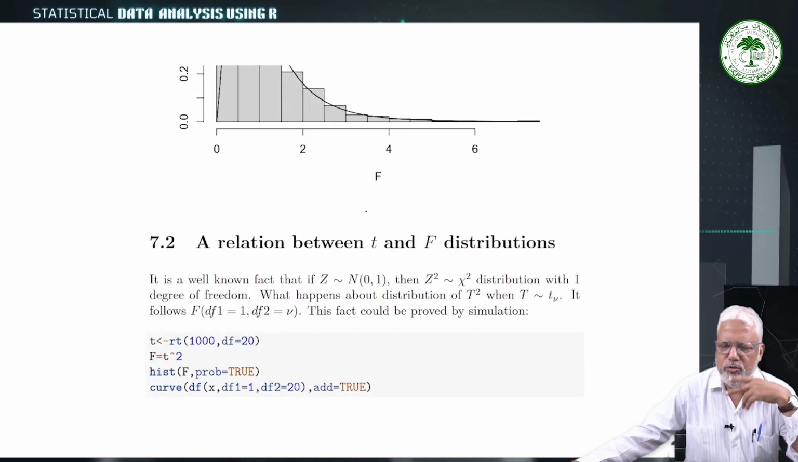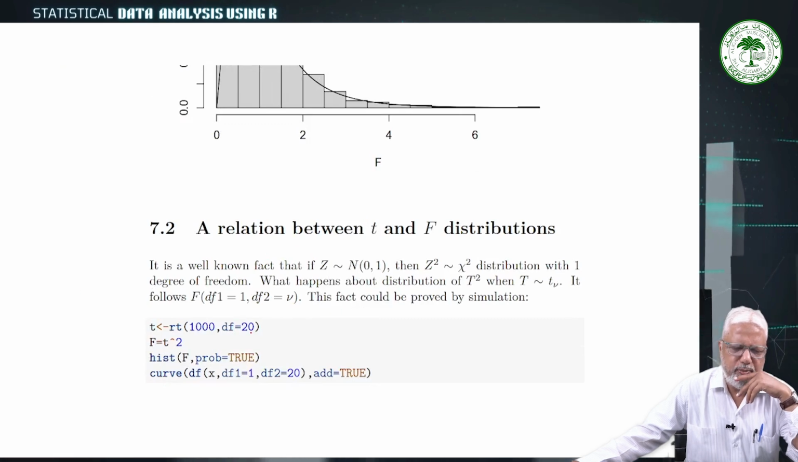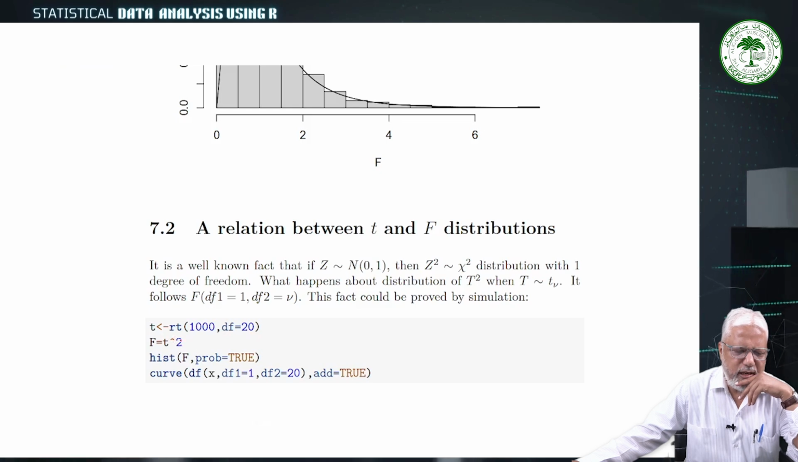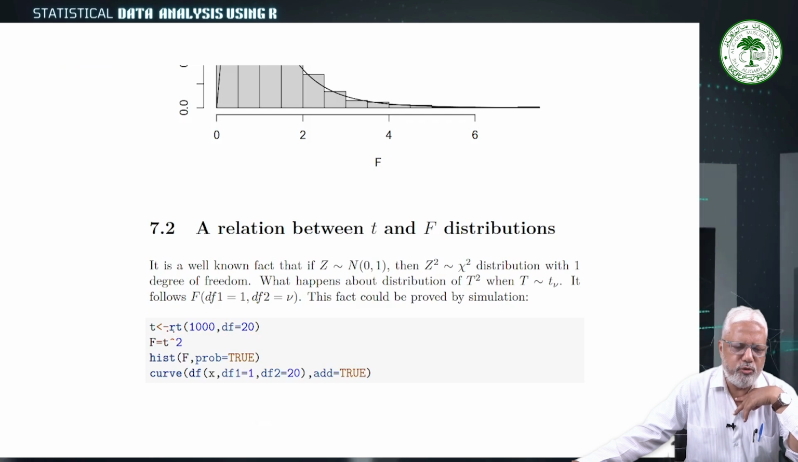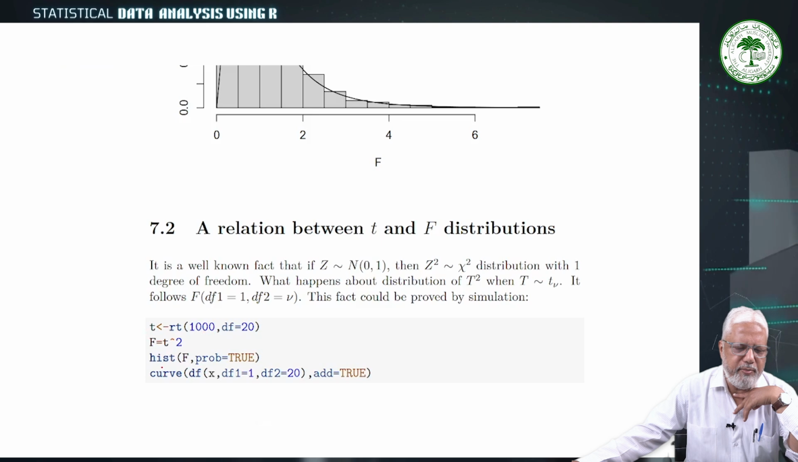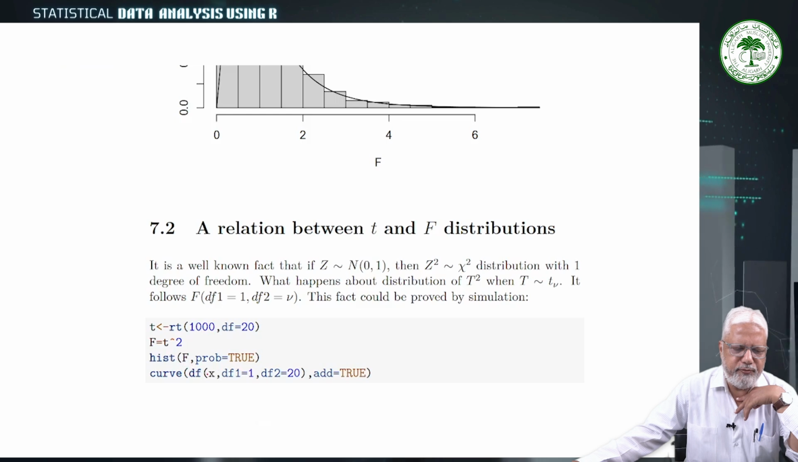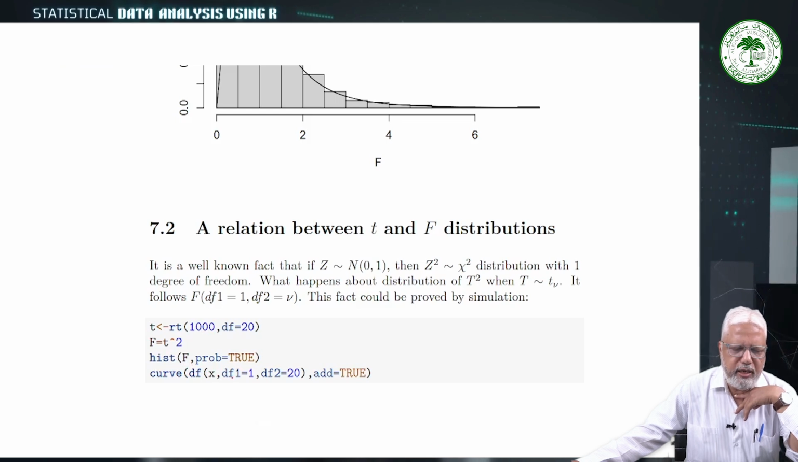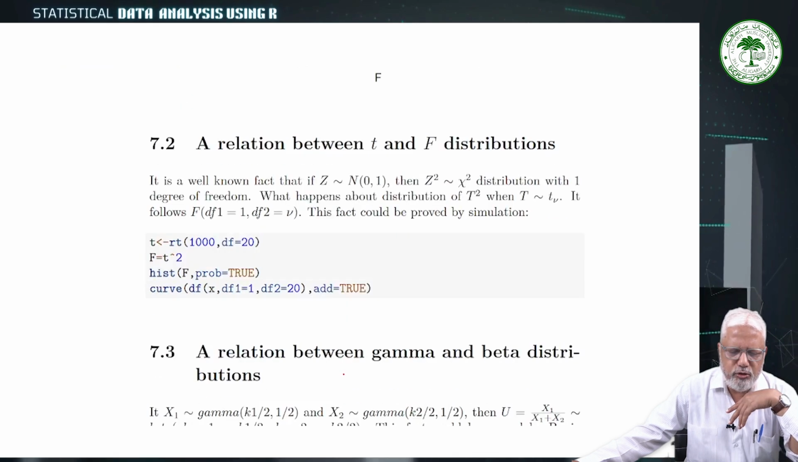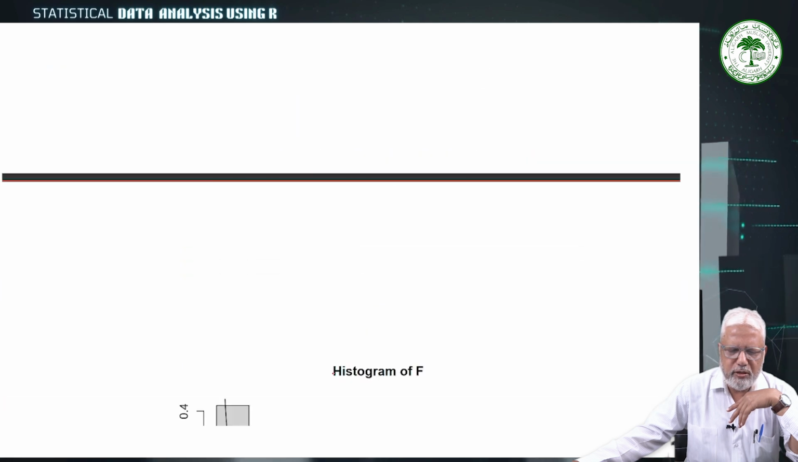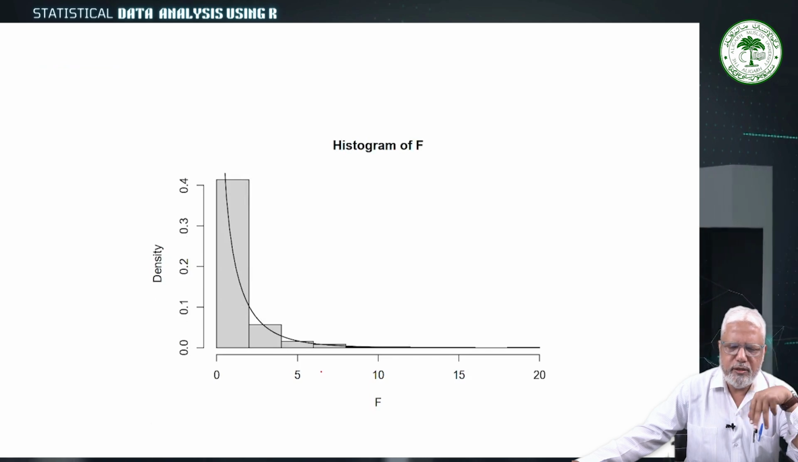So T is equal to rt, 1000, degree of freedom 20, and F is equal to T square: 1000 random observations from T distribution with degree of freedom 20, and F is equal to T square. Then we have made histogram of F, prob is equal to true, and then we are adding a curve df F distribution x, df1, numerator degree of freedom is 1, denominator degree of freedom 20, add is equal to true. So this will give this curve. This is the F distribution with 1 and 20 degrees of freedom.